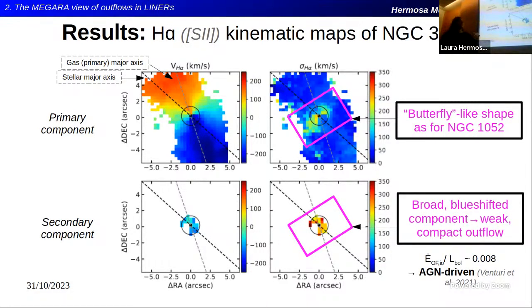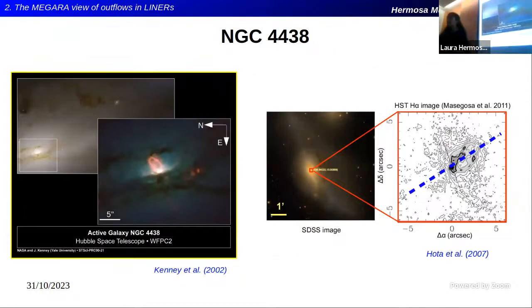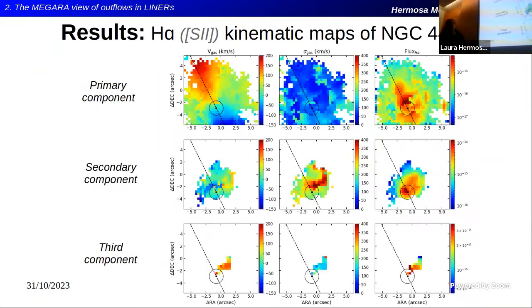And this is the situation that we have for many of our targets, some unresolved emission in the center, but we have other objects, as is the case of NGC4438, in which the emission is more resolved. So I've already shown you this image before, and you see in the right part of the image a close-up view of the inner regions. It's an H-alpha image of the galaxy, and you see that we can trace the outflow very nicely with the H-alpha emission. So this is what the MEGARA maps look like.